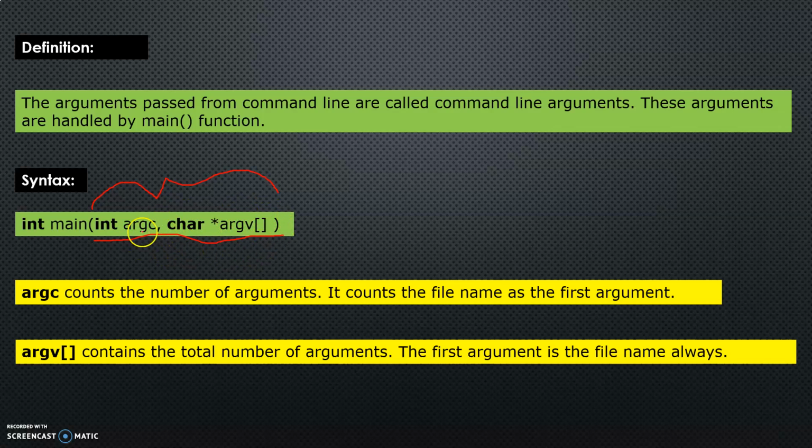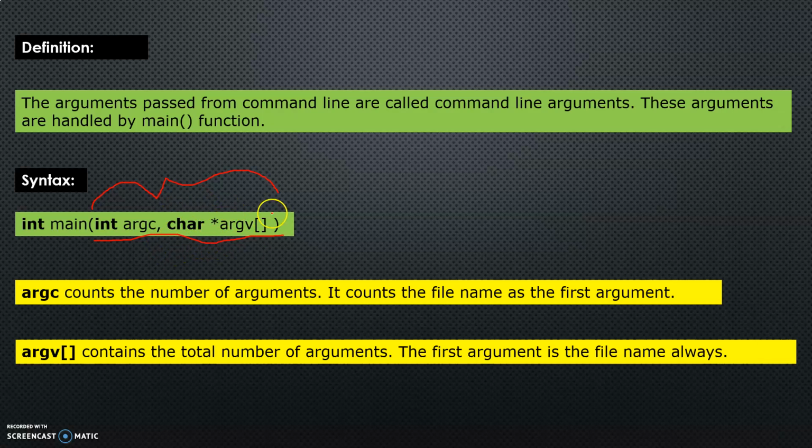So two parameters are passed. argc means the argument counter. That means it will count how many arguments there are, and the first argument will be the file name. What is the file name you are giving? If you are giving a file name as program.c, then program is the first argument.